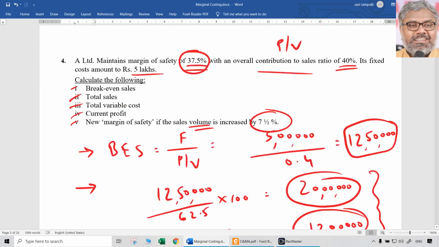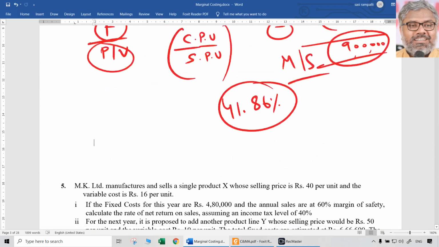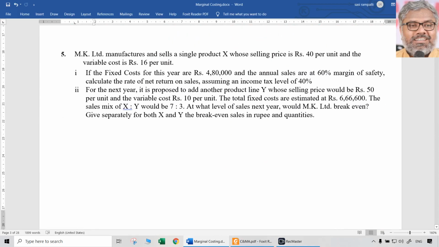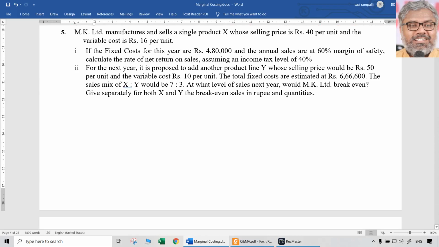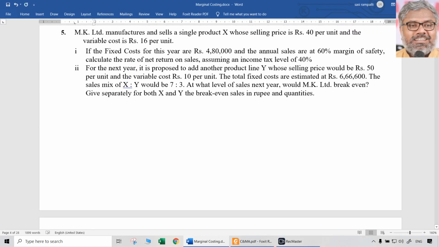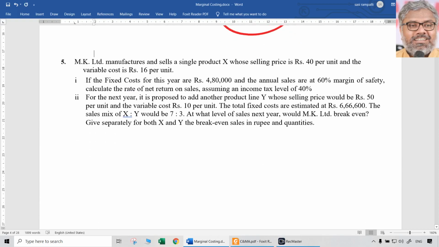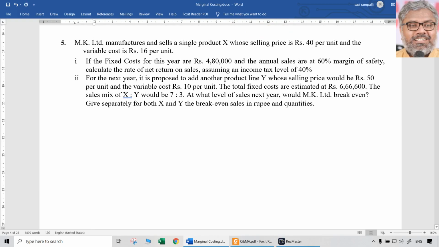These are the various points asked in fourth question. Once again, formulae, substitution, answer. Mostly the questions in CVP analysis will be definitely like that only. Now, let us move on to another question. That is question number 5.